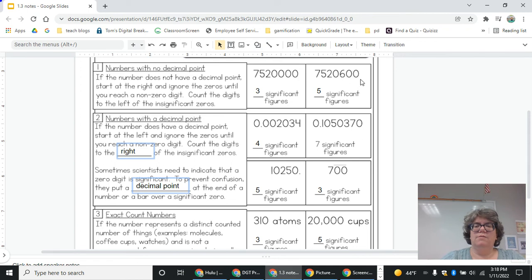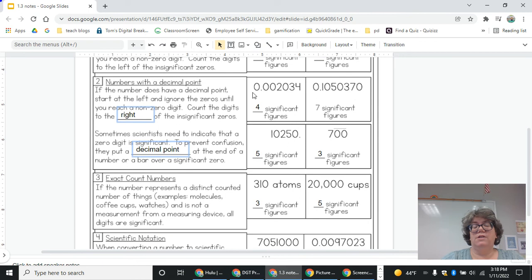When we get to this number, again, there's no decimal point, so I'm going to start over here at the right, and I skip these first 2 zeros. Here's my first non-zero digit. It's a 6. And then I count everything going to the left. This 0 does count. It is significant because it's in between these two non-zero numbers. So I start at the 6 and count 1, 2, 3, 4, 5. So there are 5 significant figures in that number.